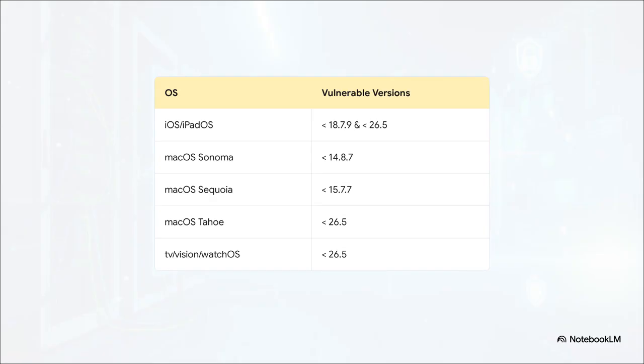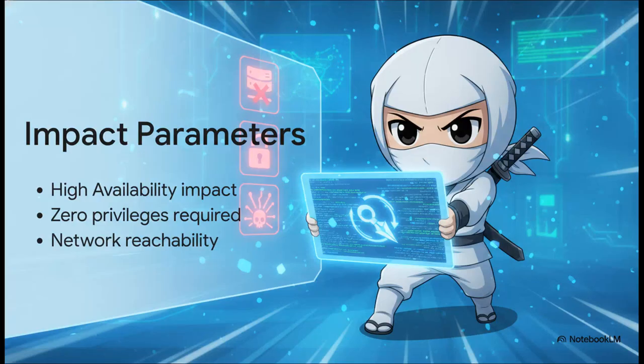It's nasty. And the sheer scale of this problem, it's massive. Look at this blast radius. It spans almost the entire Apple device portfolio. We're talking about Apple iOS and iPadOS versions prior to 18.7.9 and 26.5. It hits macOS Sequoia prior to 15.7.7, Sonoma prior to 14.8.7, and Tahoe prior to 26.5. It even compromises Apple tvOS, visionOS, and watchOS prior to version 26.5. Basically, if it has an Apple logo on it and it's connected to your network, you've got to assume it's in the crosshairs.